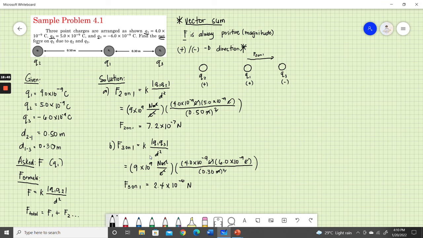Now let's look at Q3. Q3 is negative, so Q3 would want to pull on Q1. Therefore, the direction of F3 on 1, the force of Q3 exerted on Q1, is towards Q3 because it wants to pull it. They attract each other. Therefore, F3 on 1 is going in this direction. And as you can see, F2 on 1 and F3 on 1 are both in the same direction.